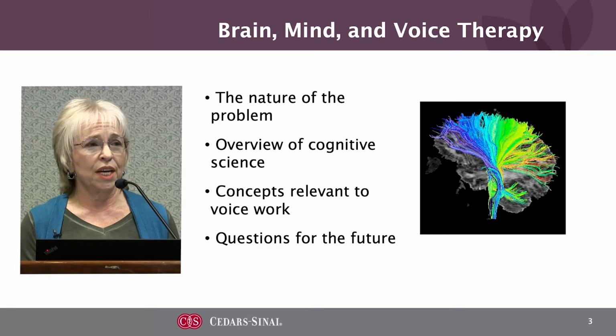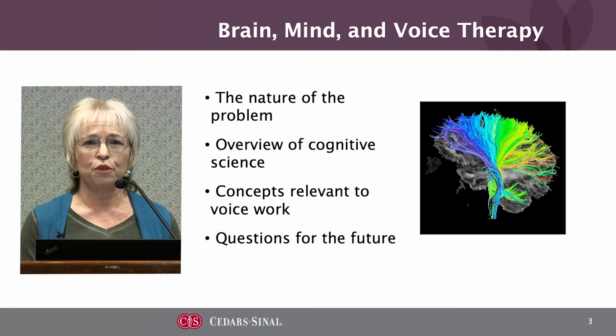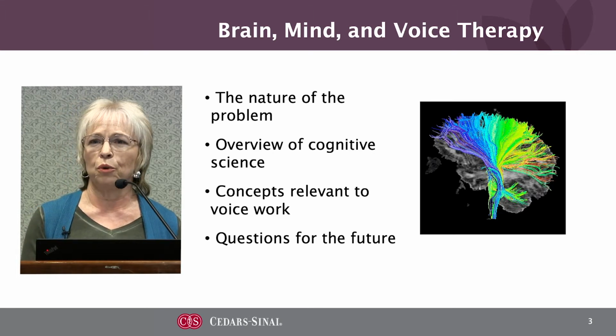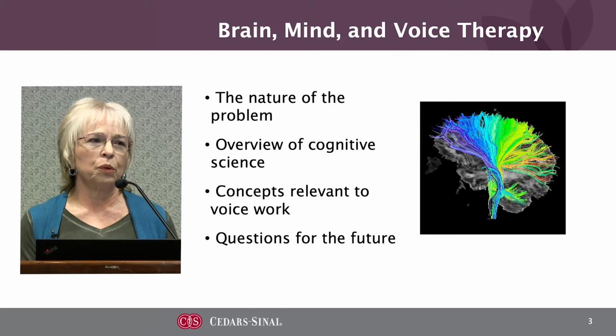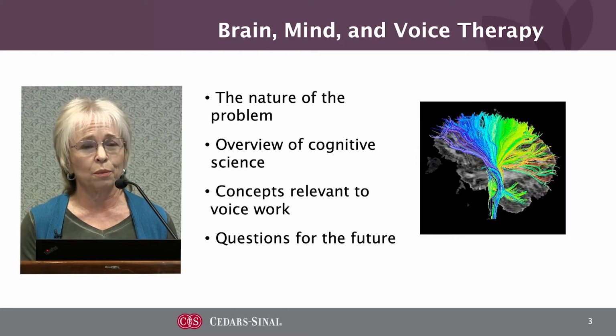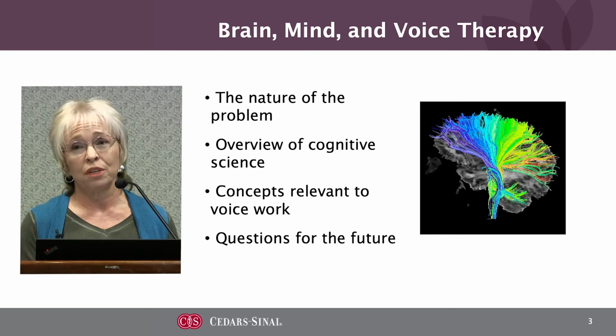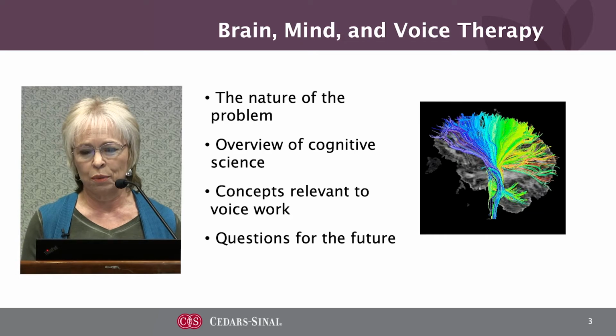The image that you're looking at is called tensor diffusion imaging. It's one of the newer types of brain imaging, and it emphasizes networks and connections within the brain. And it kind of represents the fact that many of the concepts I'll be talking about also interact and overlap with each other. That's just the nature of the beast.